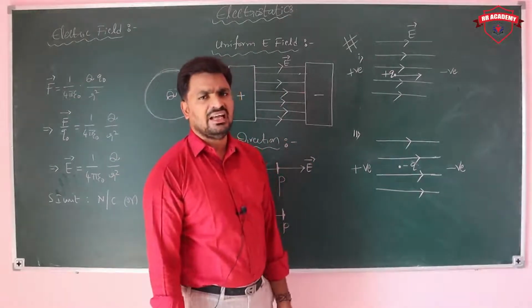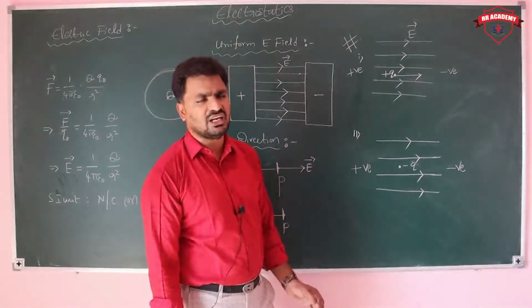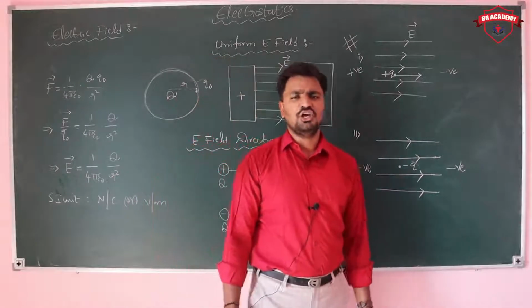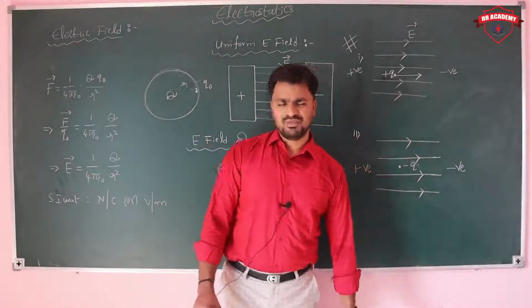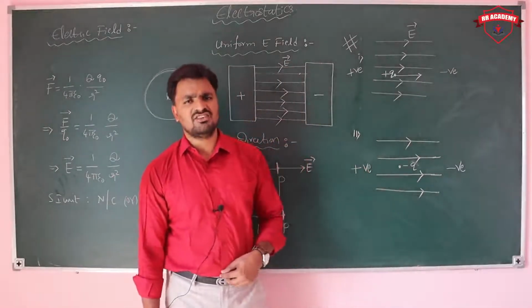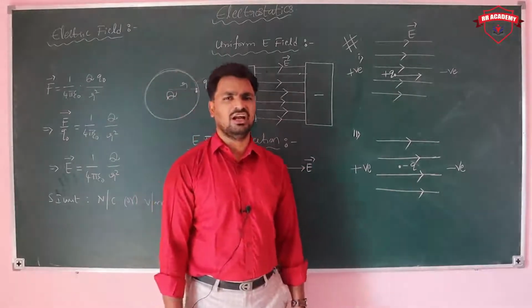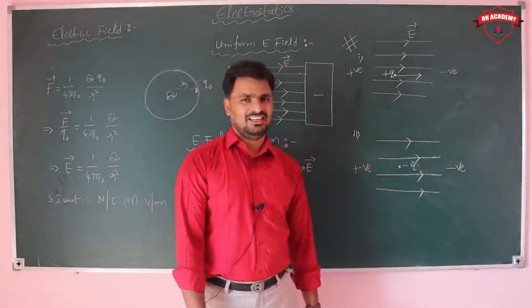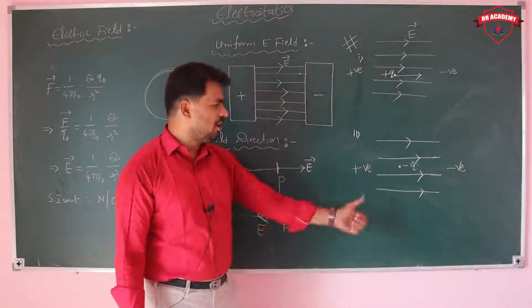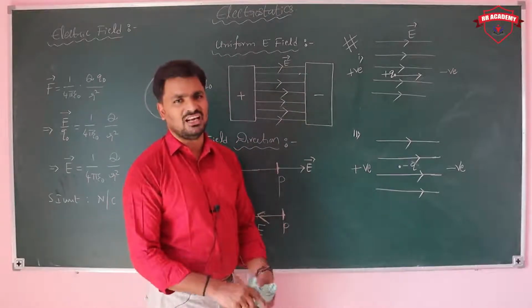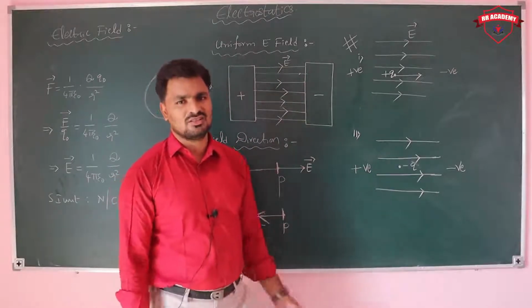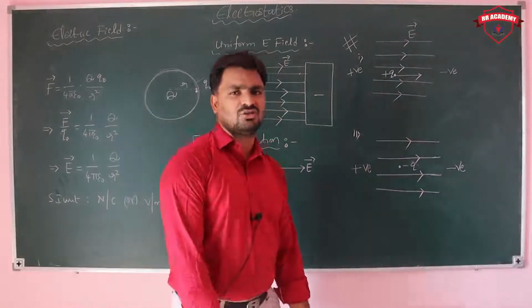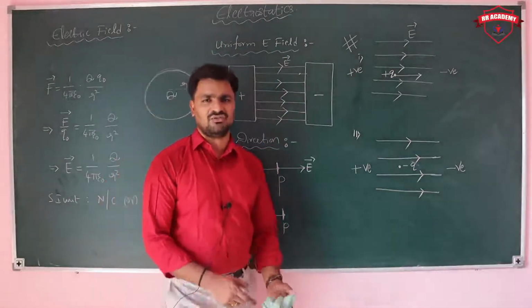Nothing but a negative charge placed in a uniform electric field moves opposite to the direction of the electric field. It moves along the direction opposite to the direction of the electric field.